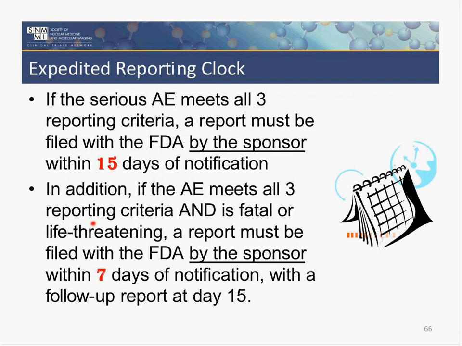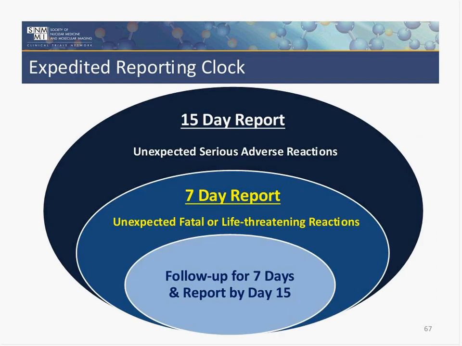And the pharmaceutical company goes on the clock. If the serious AE meets all three, it has to be filed with the FDA by the sponsor within 15 days of when they are notified. If it meets all reporting criteria and is fatal or life-threatening, they have less time. They have to report it within 7 days and then provide a follow-up by day 15.